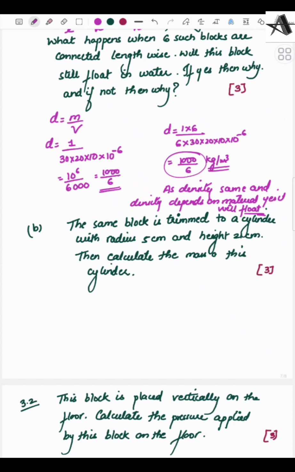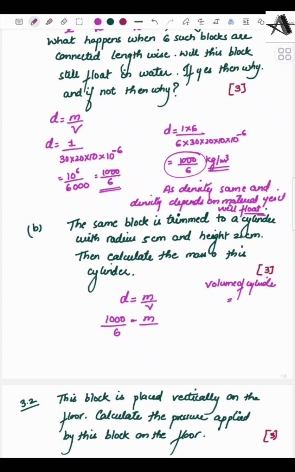1000 over 6. So density is equal to mass over volume. Density is 1000 over 6. Mass we have to calculate. And what is the volume of the cylinder? Don't get confused while substituting the values in the formula. It's just a simple formula that I'm using. Density is equal to mass over volume. In place of density, I wrote 1000 over 6 that we have already calculated.